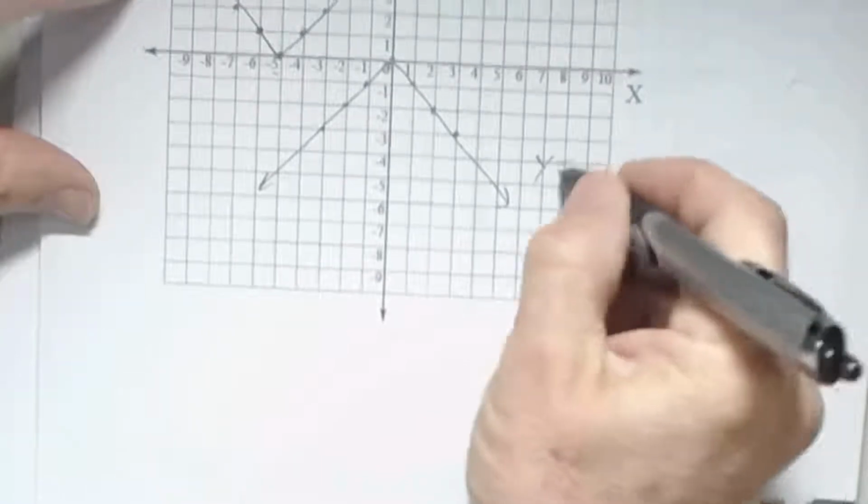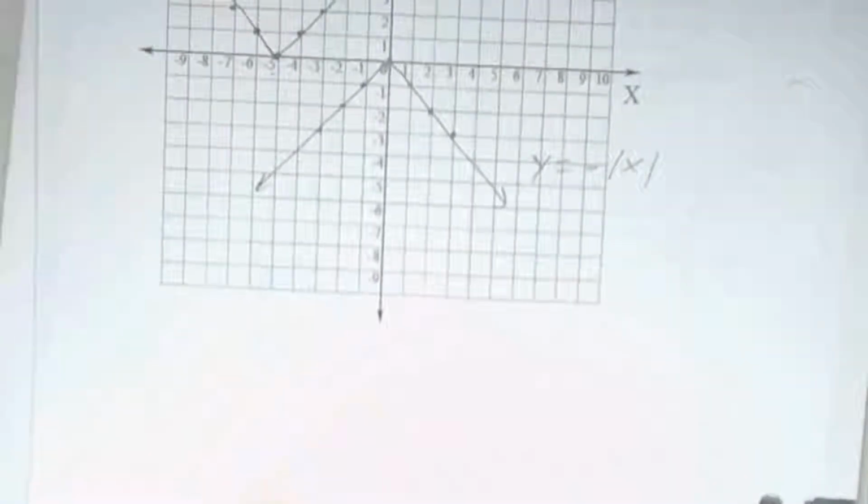All right, so this right here is y equals negative absolute value of x. So again, what makes it point down is that negative that's on the outside.